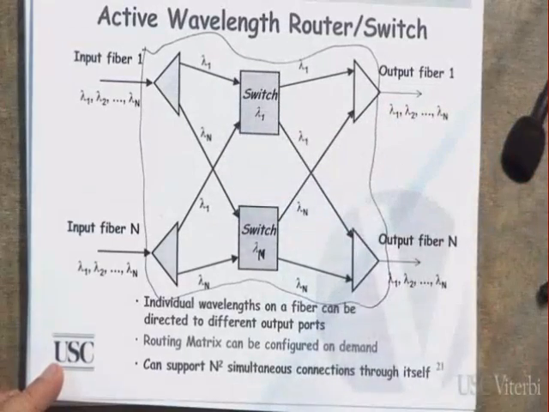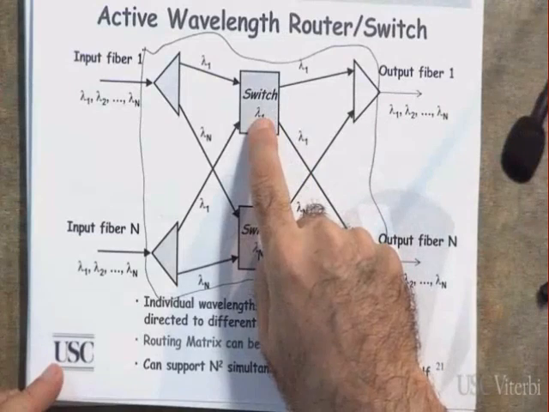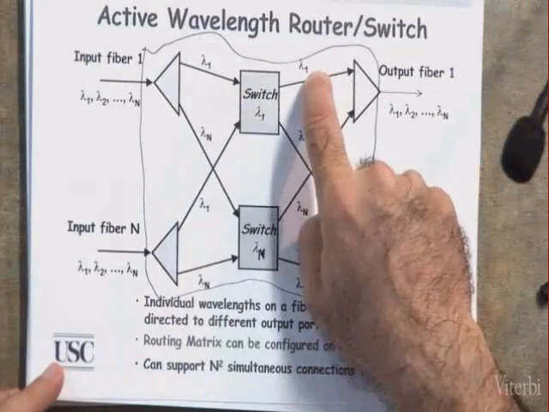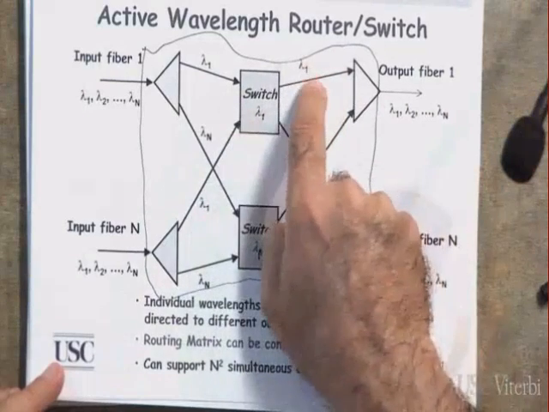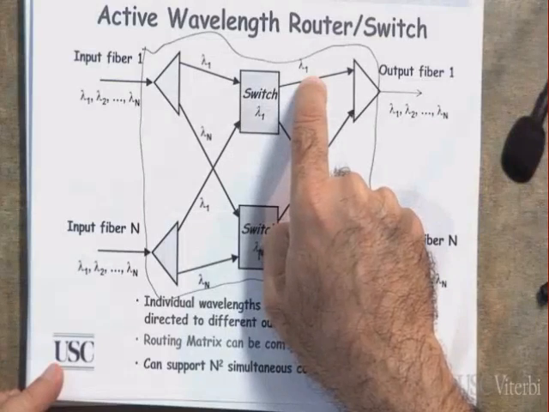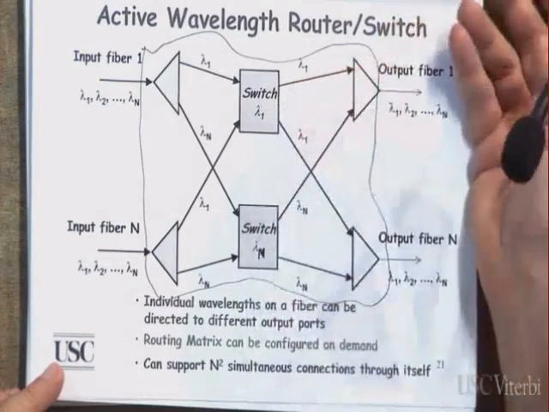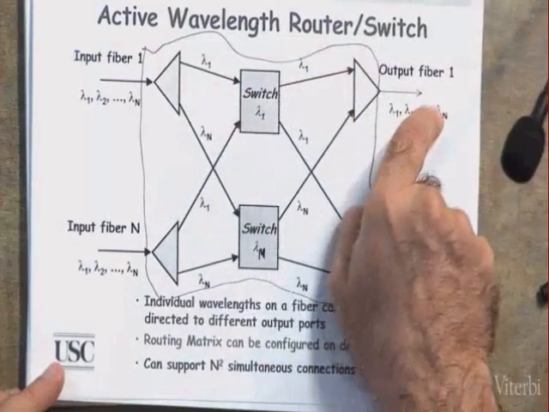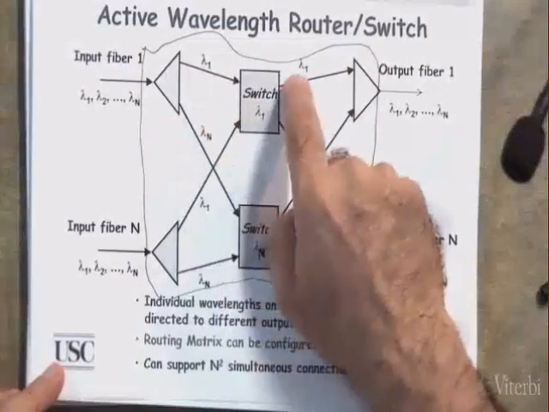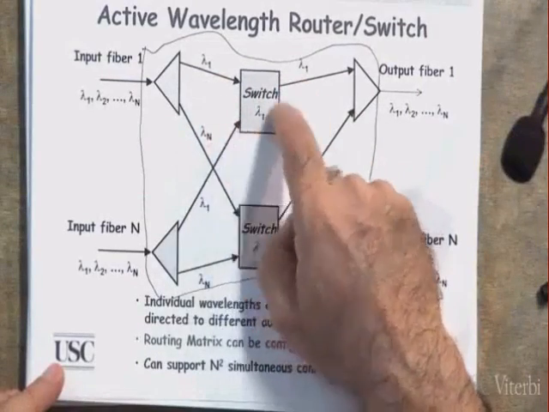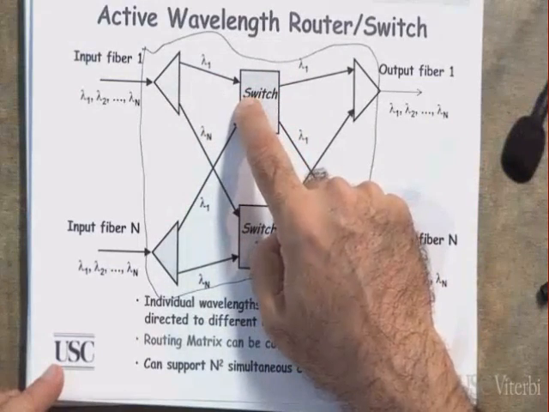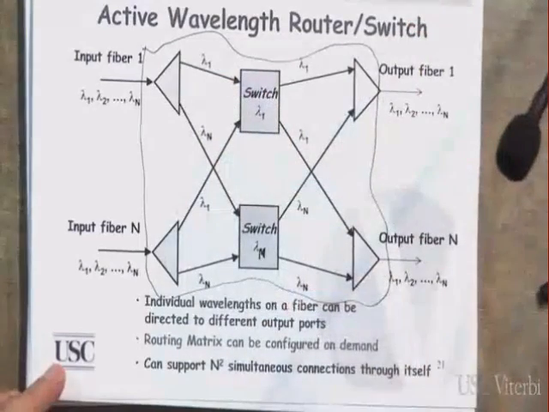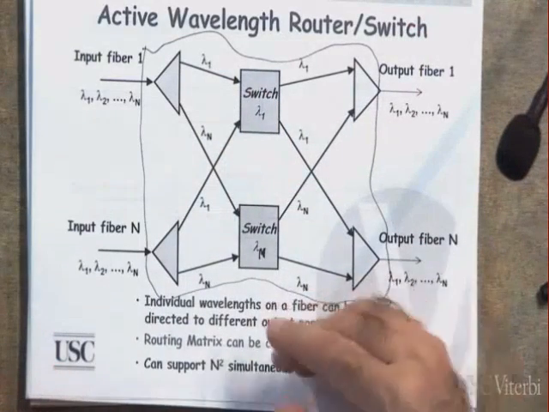When will there be a collision? Here. There will be a collision if this lambda 1 is headed here and this lambda 1 is headed here. Did you get my point or not? If both of these are headed to the same output fiber, then the switch cannot switch them both at the same time. There will be a need for scheduling. Scheduling means that it needs to schedule which one will go through, and the other one will be buffered. Clear? No response.